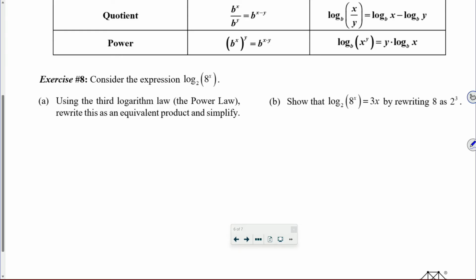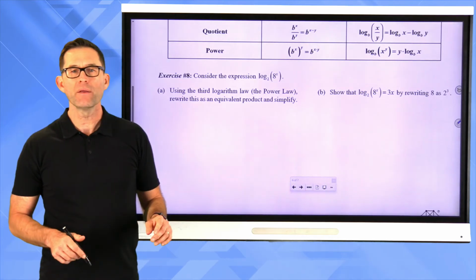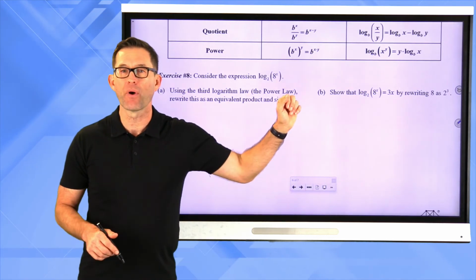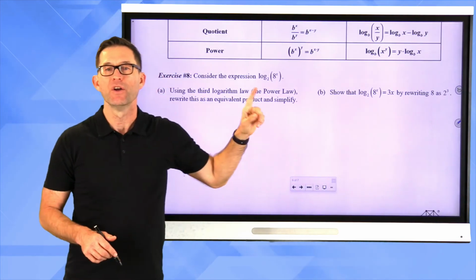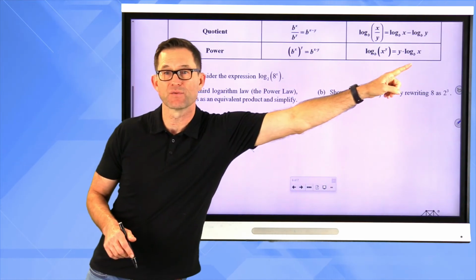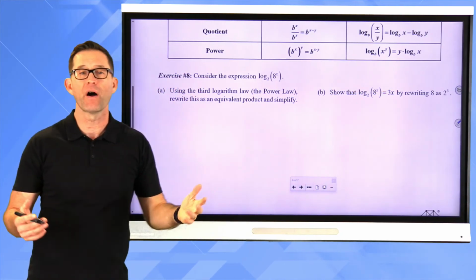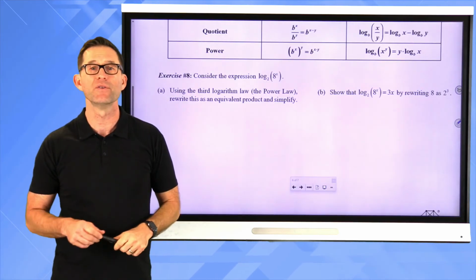Exercise number 8. Consider the expression log base 2 of 8 to the x. Using the third logarithm law, the power law, rewrite this as an equivalent product and simplify. All right, well, why don't you go ahead and do that? Try to use that law, the power law, to rewrite this as a product, right? That's the product right there, and then simplify anything you can simplify. Go ahead and do that.